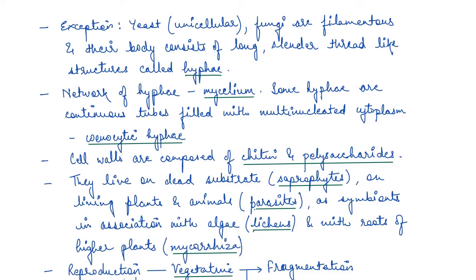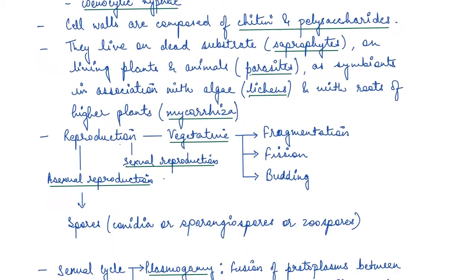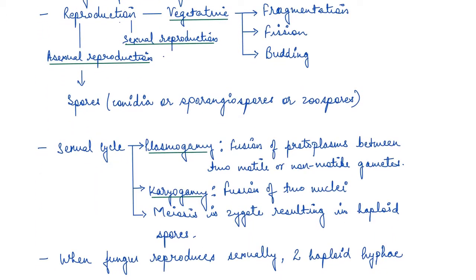Okay, now what is the reproductive characteristic of fungi? Basically they can reproduce through vegetative, asexual and sexual reproduction.